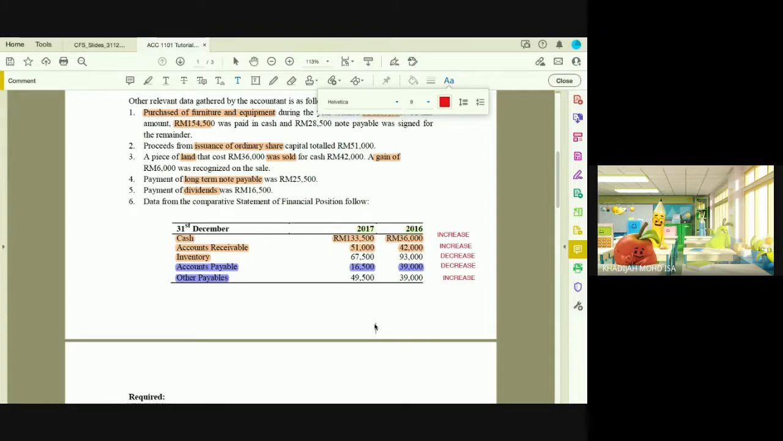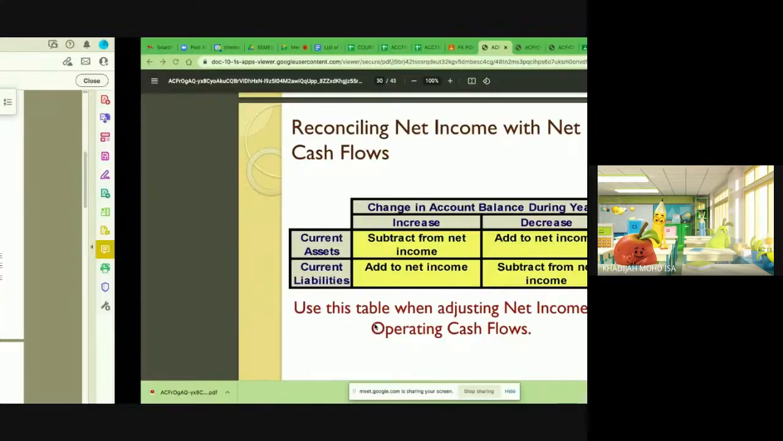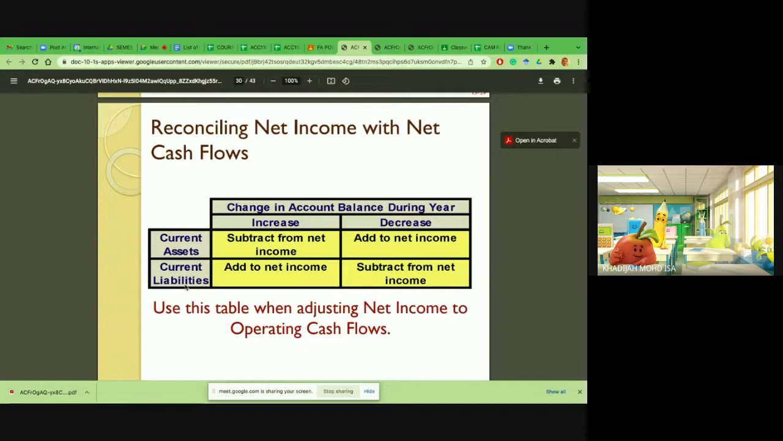Your current assets are your cash, your accounts receivable, and your inventory. And then your current liabilities here are your accounts payable and your other payable. So you have to put that into this. If you have an increase in your current asset, how do you know it's an increase? You identify it, see?